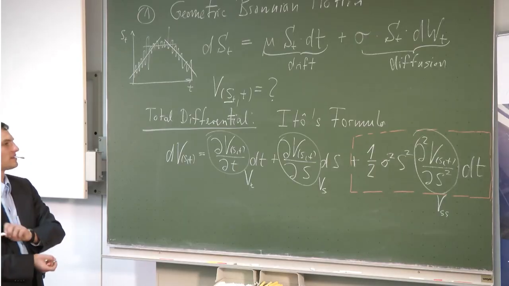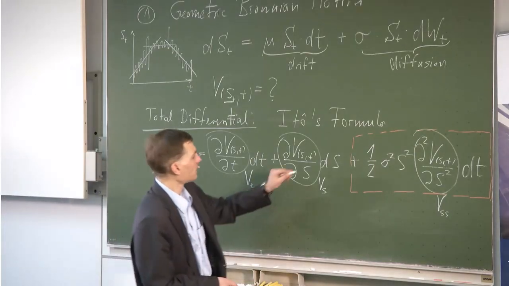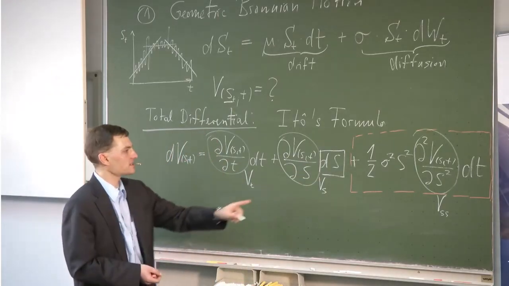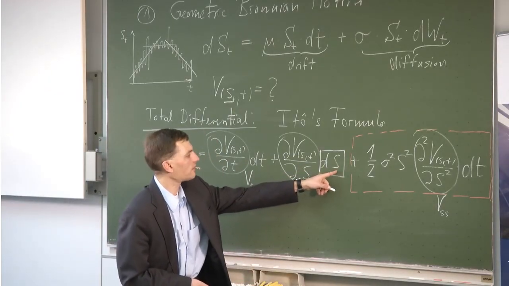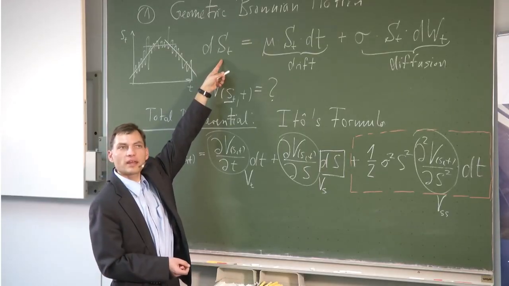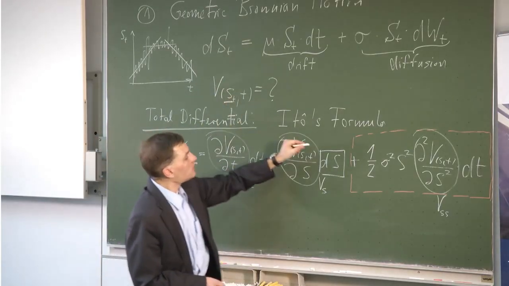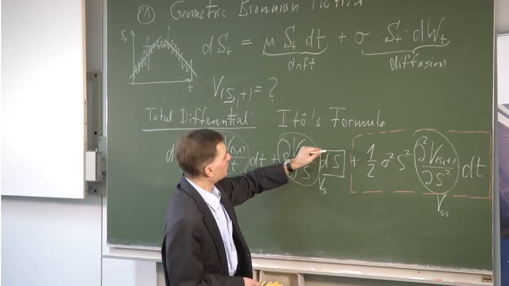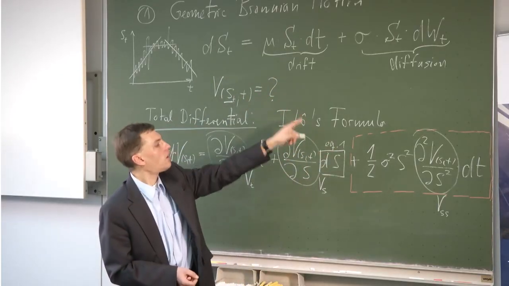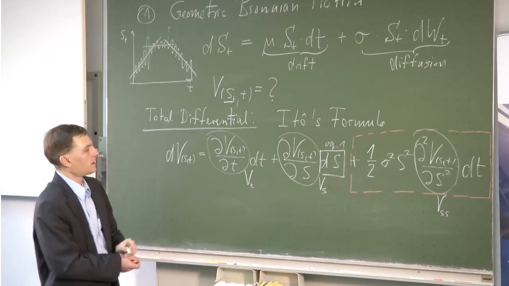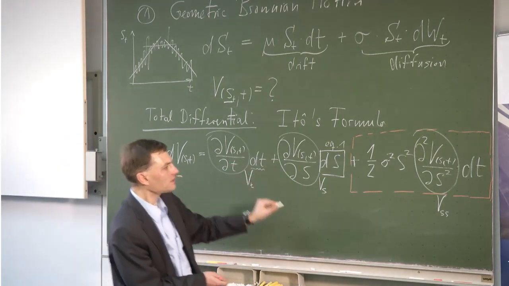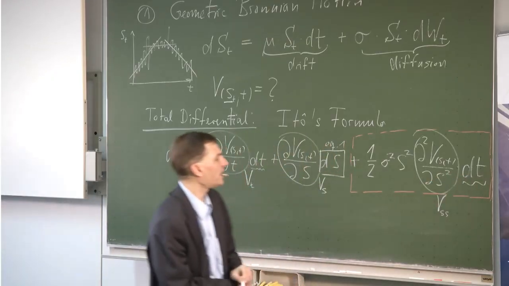And now the second simplification is the following. Here you see we have a ds term, which is the change of the stock price. And the change of the stock price actually behaves according to my equation 1. So what I will do, I will substitute for ds here the right-hand side of equation 1. And then I collect all the terms for dt here and here.